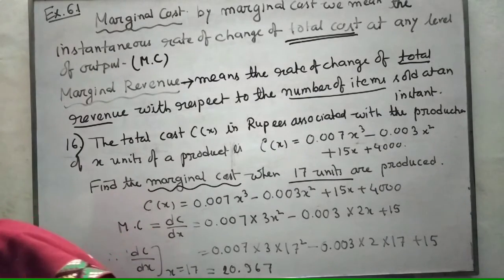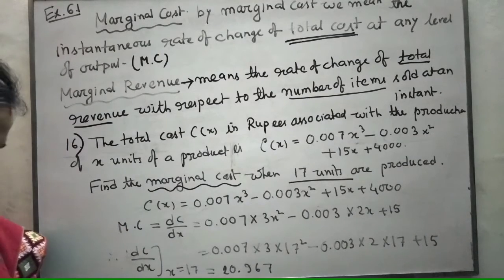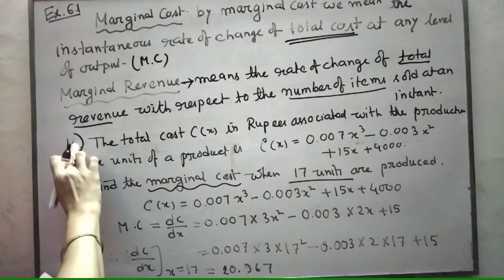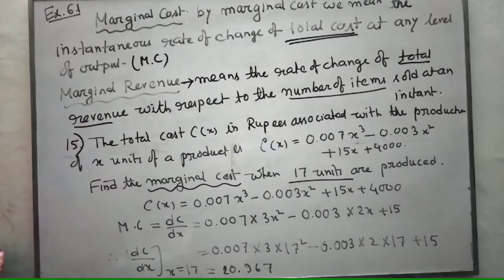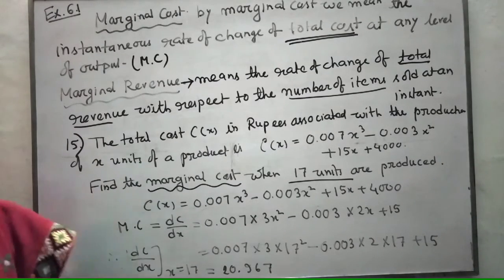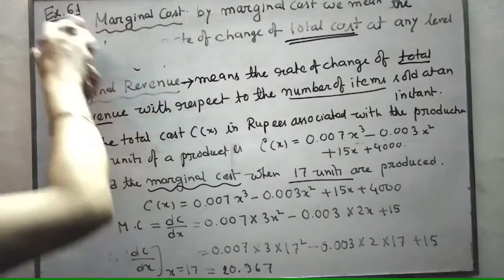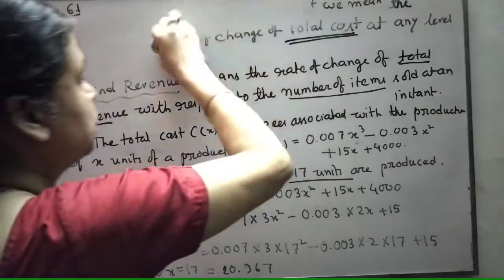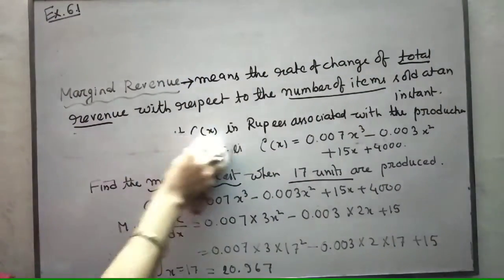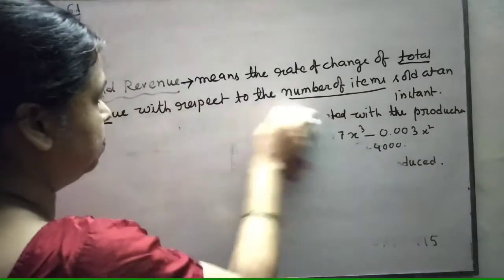Okay, now I go to the next question. This is question number 15, the initial one. Now I go to question number 16. Marginal cost is not required here. We require marginal revenue. So what is marginal revenue? I'll put it here. Now let me write down the question.